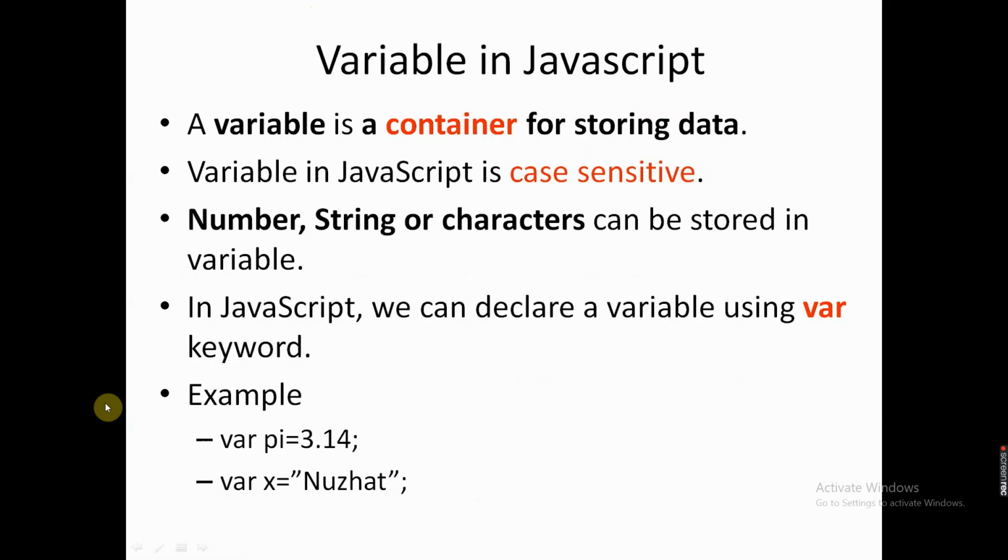Variable, as I told you earlier, variable x. Here it is case sensitive. You can add a number, string or character. I have given two examples. Pi is my variable name with some value. X is my variable name with some value. The important thing is the keyword we use in JavaScript for a variable, that is var.